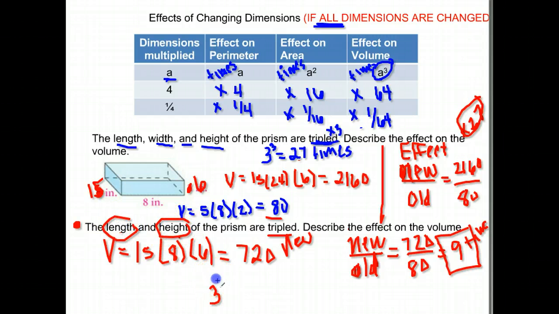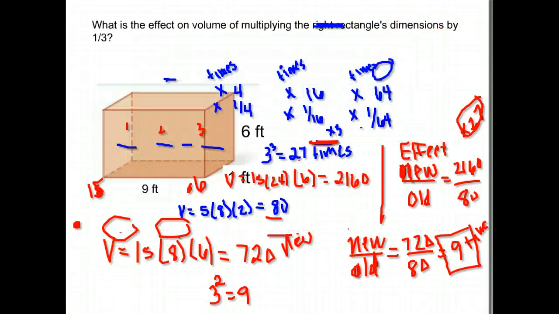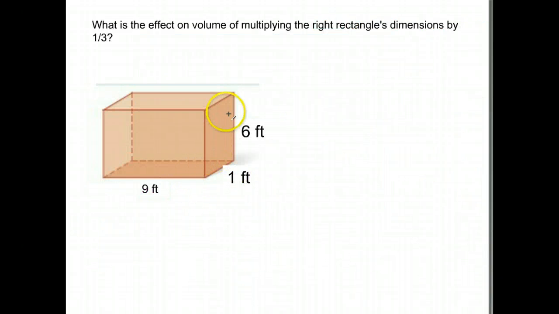Okay, so the change we got was 3 to the second power, or 9, instead of 3 to the third power. Here we changed 1, 2, 3 dimensions, so when we tripled it, we had it to the third. You can work it out either way. Okay, let's do an example here.